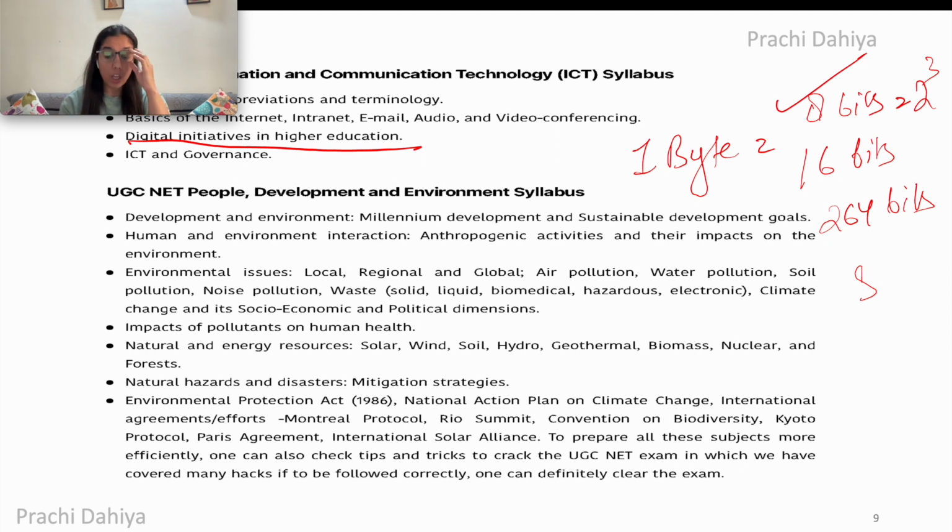Okay. Then ICT and governance. Some questions related to this can also be asked, like what are the different acts which have been put in place by the government related to the governance of information and communication technology. Now coming to the next unit, which is the people, development and environment syllabus.